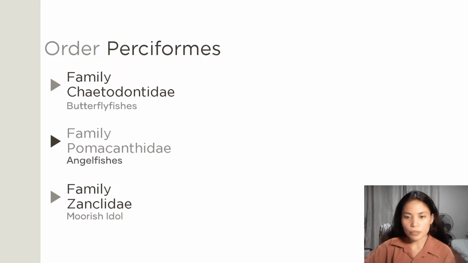The order Perciformes has about 160 families, which is most of any order within the vertebrates. However, we will only be talking about the 3 families: family Chaetodontidae, the butterfly fishes, the family Pomacanthidae, the angelfishes, and the family Zanclidae, the Moorish idol, as these 3 families are considered as indicators in the Philippines.